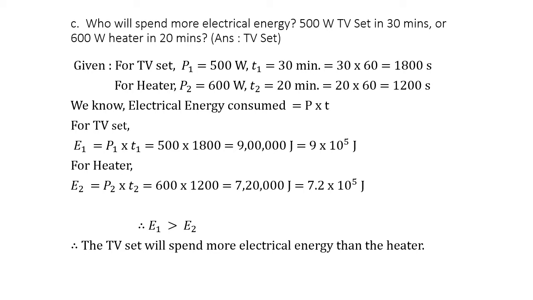Now if you compare E1 and E2, which is bigger? You can make out 9 into 10 raised to 5 is bigger than 7.2 into 10 raised to 5. So therefore we say E1 is greater than E2. Now what is E1? It is the electrical energy consumed by the TV set, and therefore the TV set will spend more electrical energy than the heater. I think it is straightforward, you have understood. Correct? Okay. So let's move to the last question.